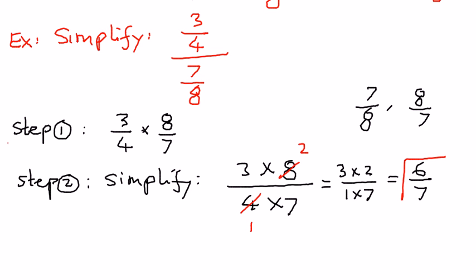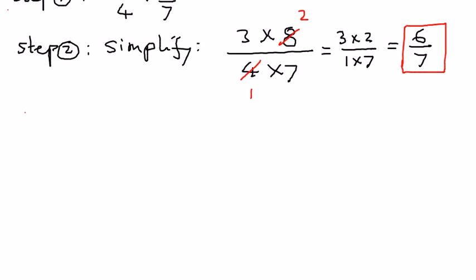Therefore, this complex fraction simplifies to 6 over 7. It is also a fraction, but it's simplified to a simpler fraction. From a complex fraction, it's simplified to a simple fraction of 6 over 7. Let us see if we can try another example with this type of simplifying complex fractions.